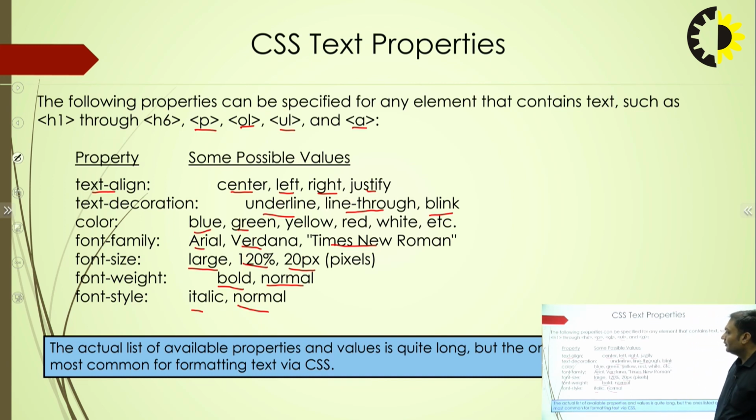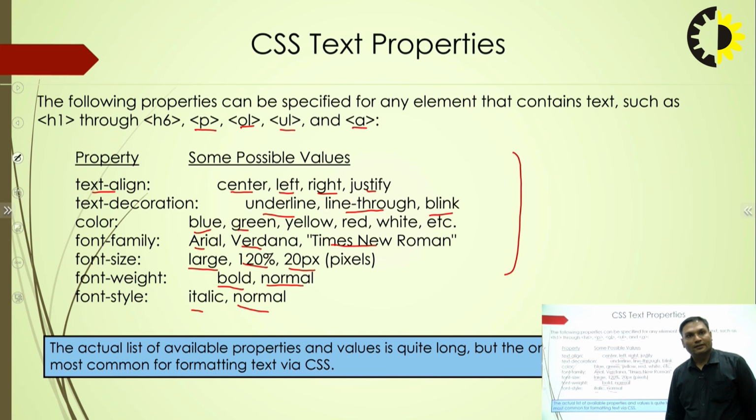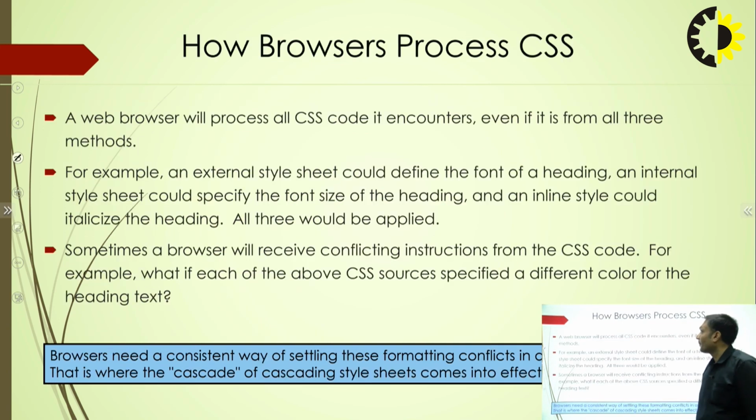But these are not all the possible values. Other values we can read for different properties. Like this is a text property, there may be some font properties, there may be some border properties, and there may be different values for that. The actual list of available properties and values is quite long, but we just list out limited values and limited properties. Now, the next topic is how browsers process CSS.